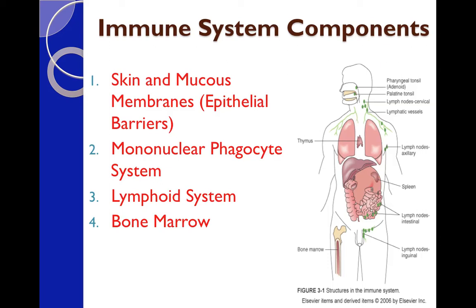The mononuclear phagocyte system includes dendritic cells, monocytes, and macrophages. The lymphoid system, which the bone marrow is a part of, includes your primary and secondary lymphoid organs. So the bone marrow and thymus are the primary lymphoid organs, and the spleen, lymph nodes, Peyer's patches, and tonsils are all part of the secondary lymphoid organs.